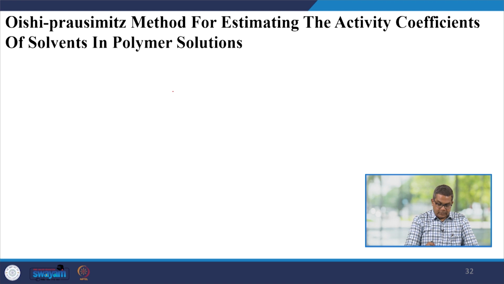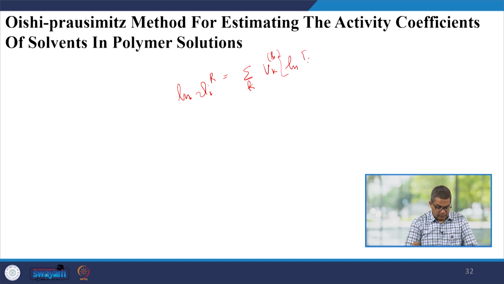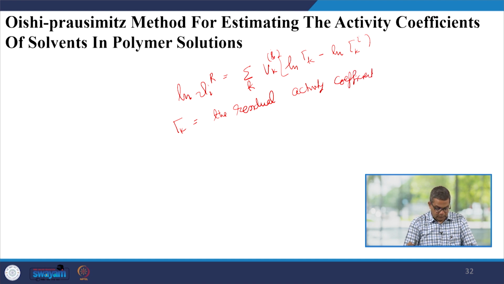Now this ln omega I R is equal to summation over K of Vk I ln gamma K. This is the residual activity coefficient of group K in the defined solution at the given temperature T.